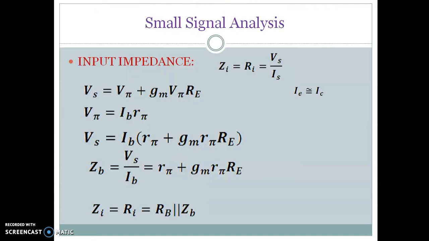Okay, the input impedance is given by Ri, which is equal to Vs by Is, and Vs is nothing but the voltage drop across r pi plus the voltage drop across Re, that is, V pi plus gm V pi Re. Here the emitter current is approximately taken as the collector current plus the base current. So Vs becomes Ib times r pi plus gm r pi Re, and Zb is equal to Vs by Ib, which is r pi plus gm r pi Re. And the input impedance is Ri, which is nothing but Rb parallel Zb, which we know.